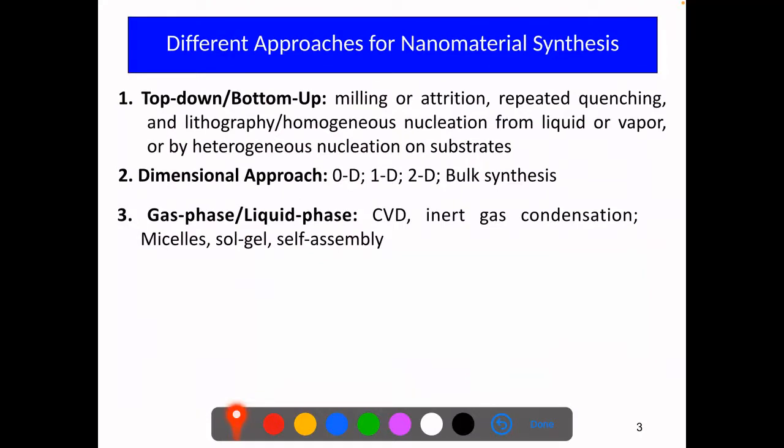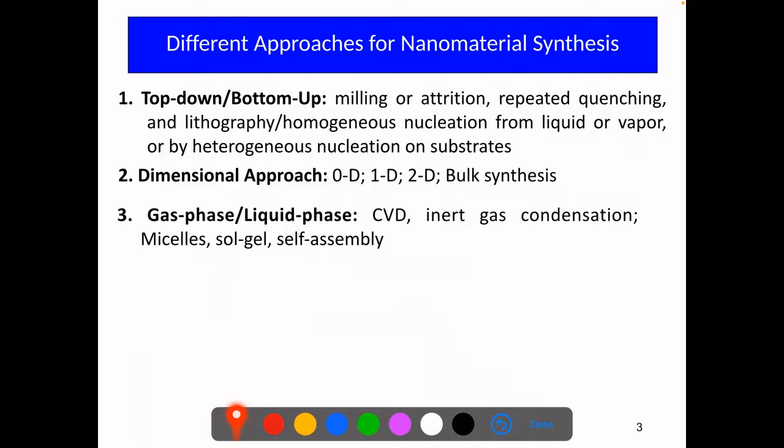Okay. So let's talk about these things a little bit more. Different approaches for nanomaterial synthesis. The first one is the top-down and bottom-up approach: milling, attrition, repeated quenching, lithography, homogeneous nucleation from liquid or vapor, or by heterogeneous nucleation on substrates. These are different top-down, bottom-up approaches that we already talked about a little bit.